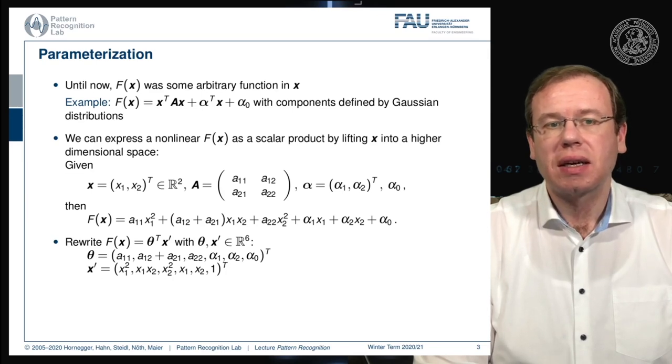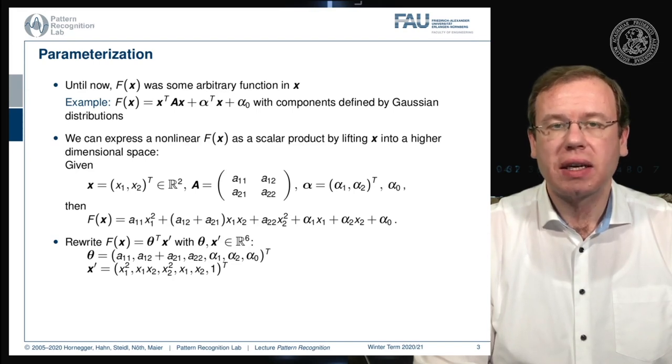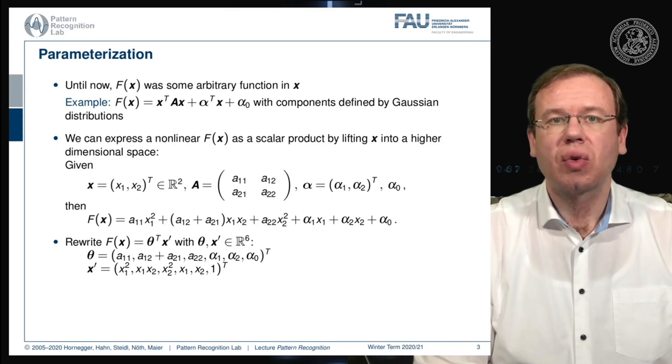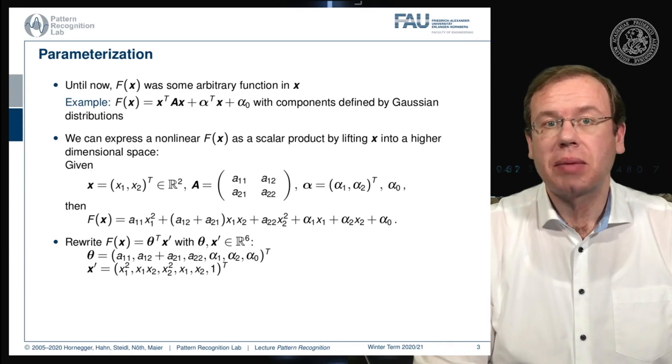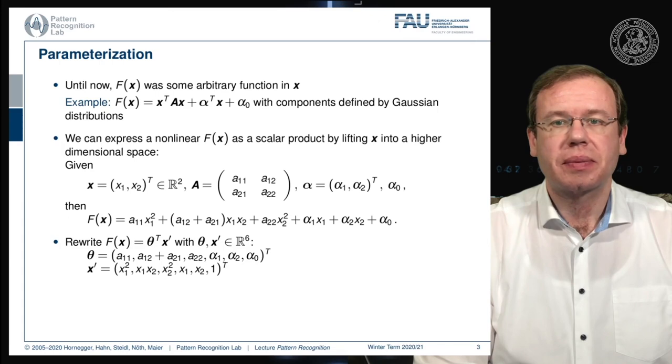So this is a kind of interesting observation, because it allows us to bring our nonlinear quadratic function into a linear combination that is linear in the parameters that we wish to estimate. And this is a pretty cool observation, because if we use this now, we can essentially map nonlinear functions into a higher dimensionality, and in this higher dimensionality, we are still linear with respect to the parameters.